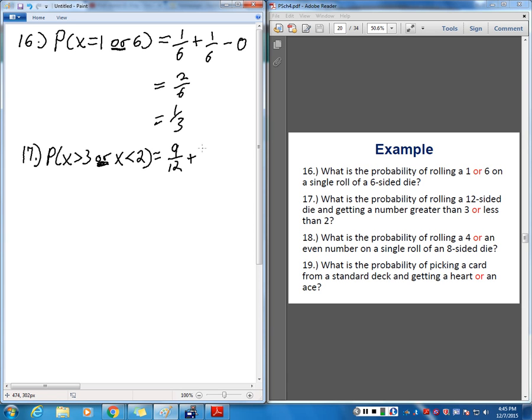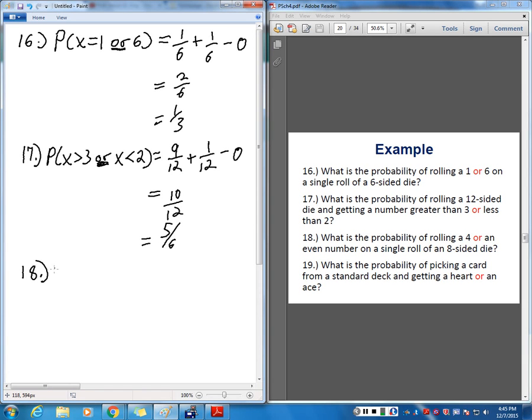Less than 2. Well, there's only one number less than 2 on a 12-sided die. That would be 1. And can I get a number greater than 3 and less than 2 at the same time? No, this is impossible. So 9 plus 1 is 10 out of 12, which is 5 out of 6, or its decimal equivalent. Number 18.